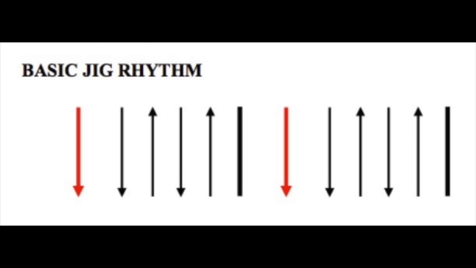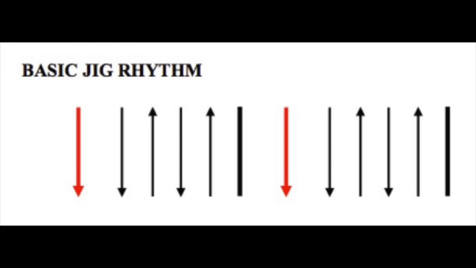Here you can see the basic jig rhythm. It starts with a hard downstroke, that's coloured red, followed by another downstroke, an upstroke, a downstroke, and ending on an upstroke. And I've just repeated that rhythm in the next bar, so you should be playing something that follows the down, down, up, down, up, over and over and over again.